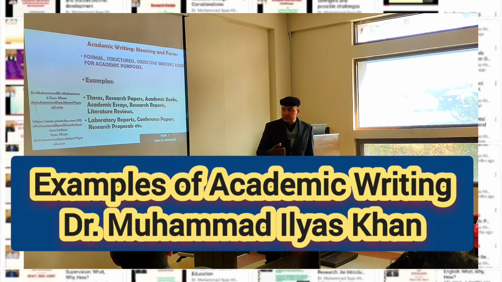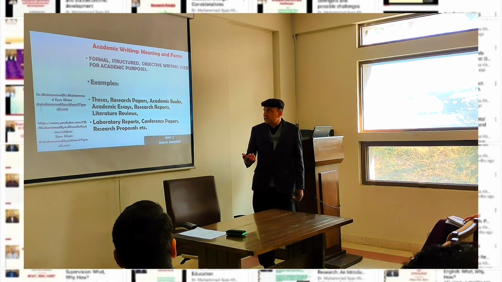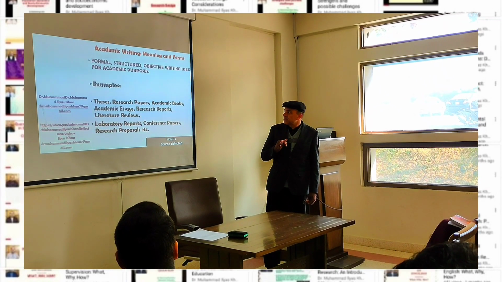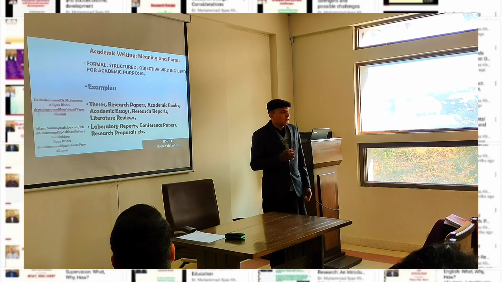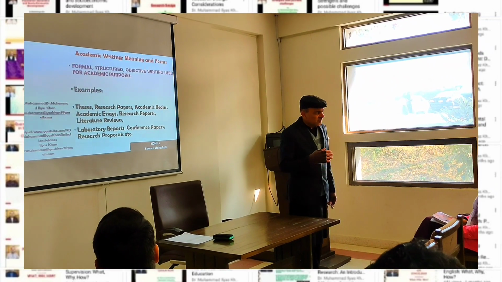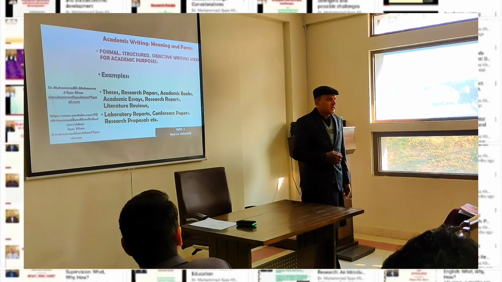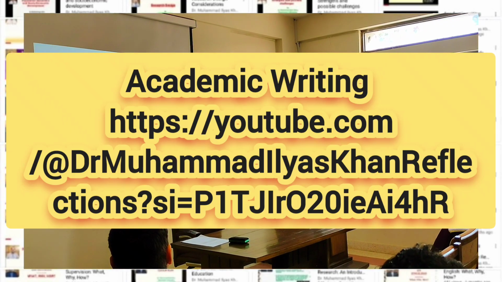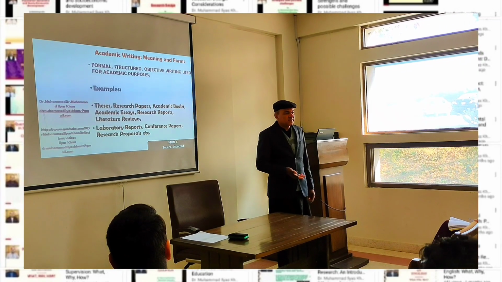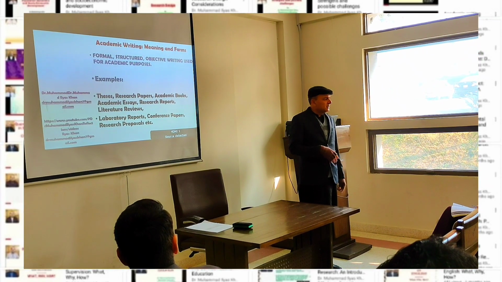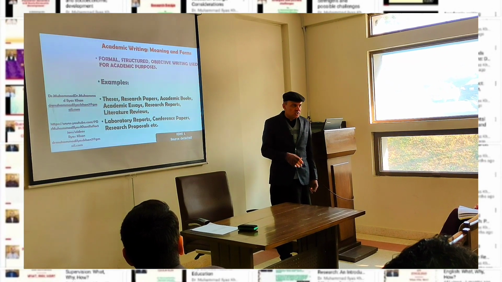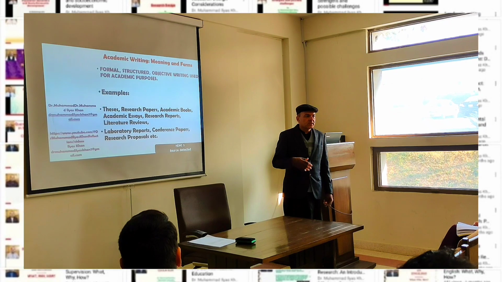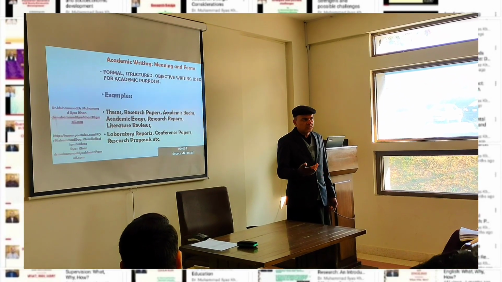Now coming to the specific definition, academic writing is formal, structured, objective writing used for academic purposes. For example, if you are writing a letter to your friend, you don't need to be formal, it doesn't need to be structured, and it's not for academic purposes. But if you want to write an academic paper on an issue of academic interest, for example, the causes of the decline of the quality of education.